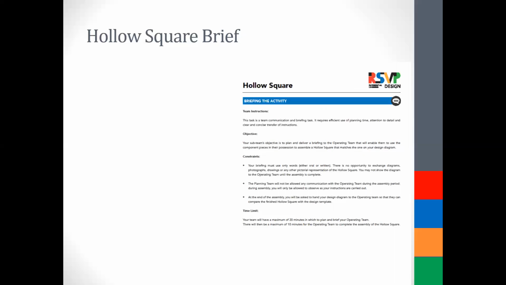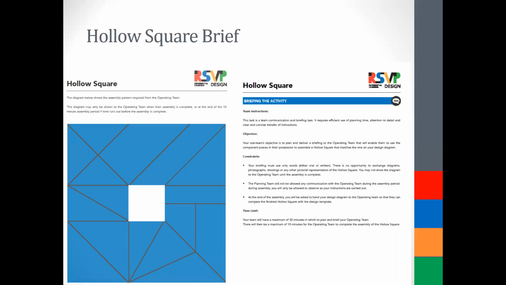So the objectives for this sub-team is to plan and deliver a briefing to the operating team that will enable them to use the component pieces in their possession to assemble a hollow square that matches the one on your design diagram. And that's your design diagram there on the left. If you imagine each black line is a delineation of each piece, if you counted those up, I think there are 16 pieces and they have to go exactly like that to make that diagram. So again, some constraints.